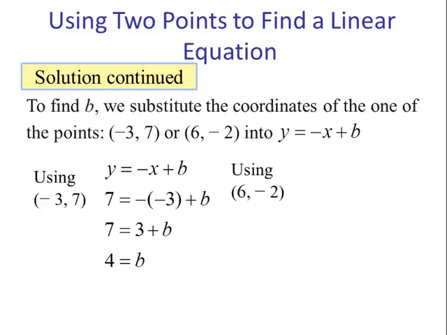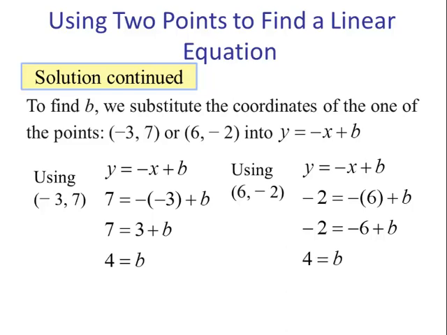Using the point 6, negative 2, the equation becomes negative 2 equals negative 1 times 6 plus b. Negative 1 times 6 is negative 6, so we have negative 2 equals negative 6 plus b. Adding 6 to both sides, we see that b is 4. So it doesn't matter which point you pick, you're still going to get the same value of b. The equation is y equals negative 1 times x, or we can just say negative x plus 4.